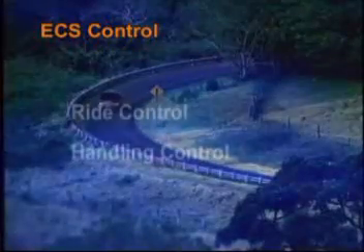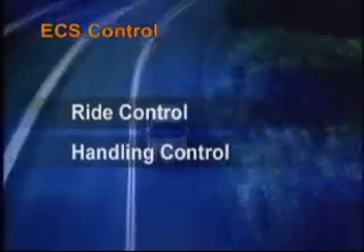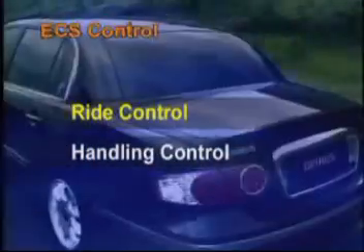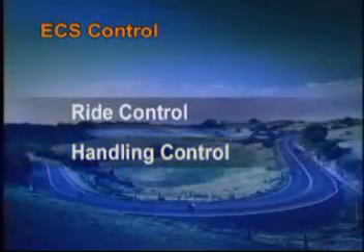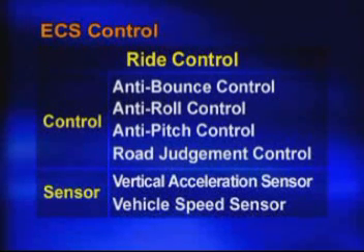Now, let's move on to the ECS control. The ECS system controls the vehicle's ride and handling. Ride control consists of controlling the vehicle's action during anti-bounce, anti-roll, and anti-pitch situations, and sensing road conditions such as bumpiness or smoothness during road judgment control. Ride control related to the vertical motion of the vehicle is regulated by the information from the vertical acceleration sensors as well as the vehicle speed sensor.